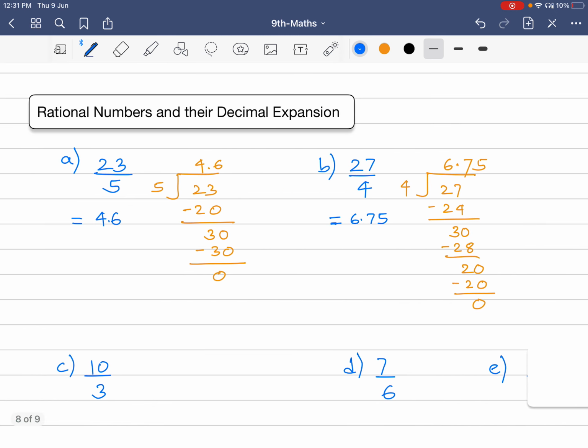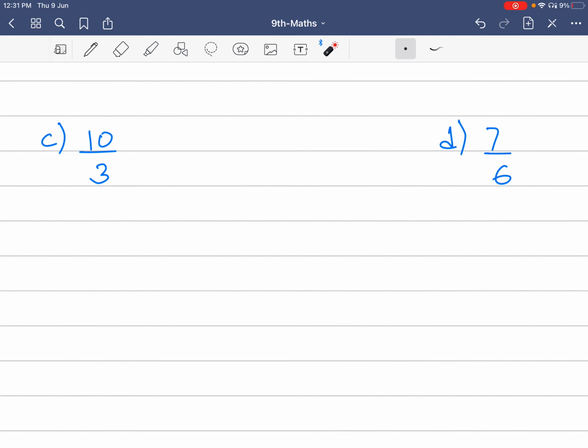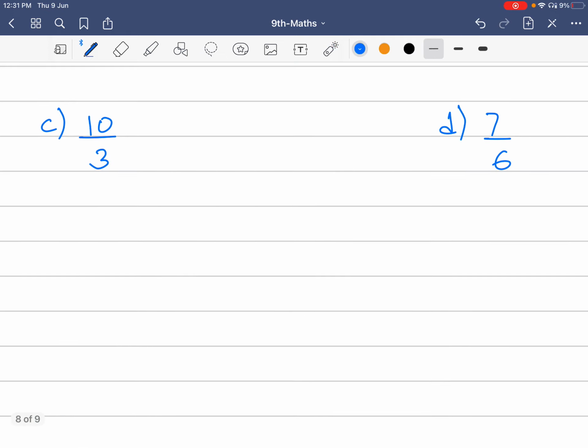As you can observe, these two rational numbers can be expressed as 4.6 and 6.75. So their decimal expansion is terminating. This division terminates after a certain point because the remainder is 0, and we get a decimal expansion of these rational numbers. But this is not the case with all the rational numbers. In certain rational numbers, as we will see now, like 10 by 3 and 7 by 6, the division continues. The division never ends. So how does it happen? Let's have a look.